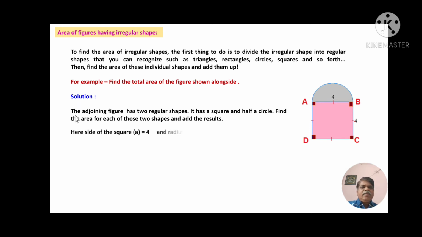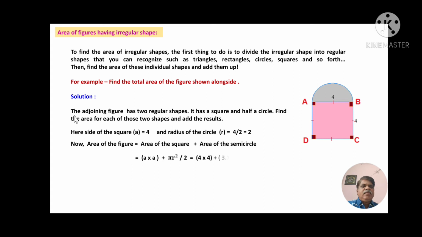So here the side of the square is 4, and the radius of the circle, r, is equal to 4 upon 2, that is 2. Now the area of the figure is equal to the area of the square plus the area of the semicircle. Now we'll put the values: a into a plus pi r square divided by 2.